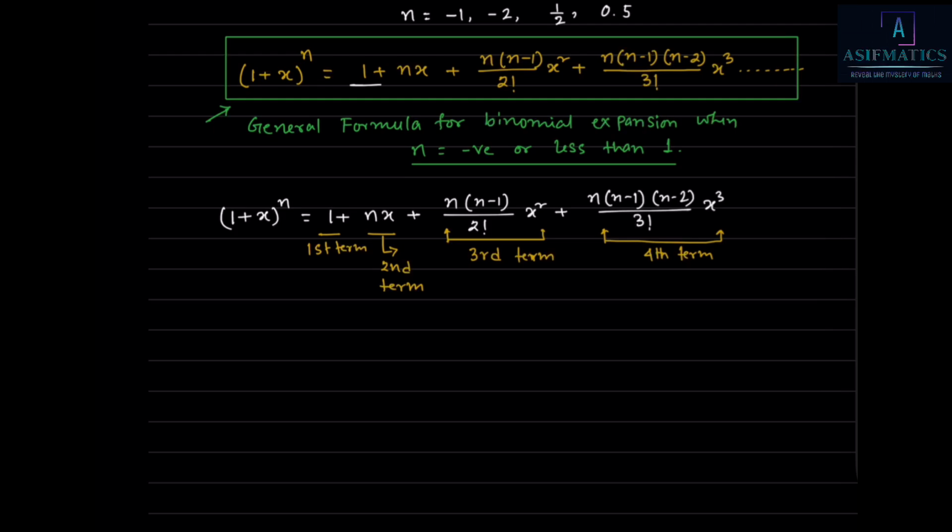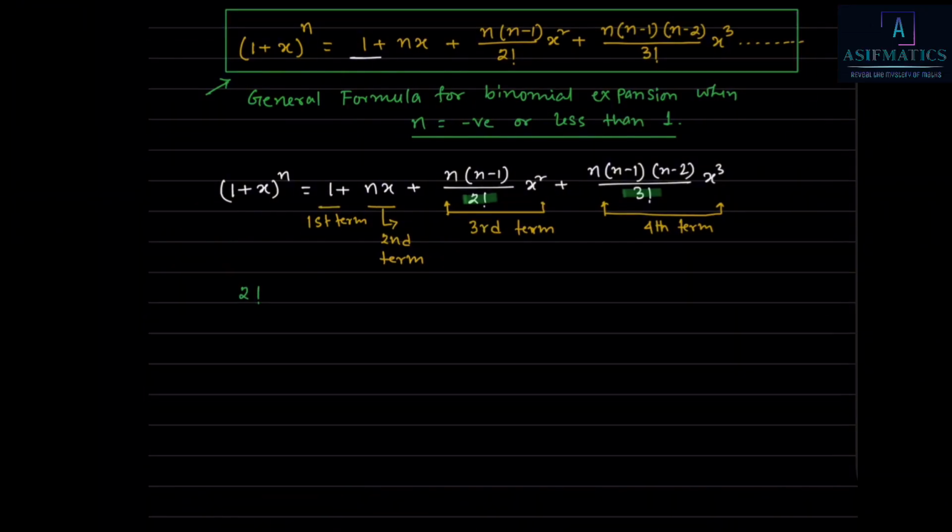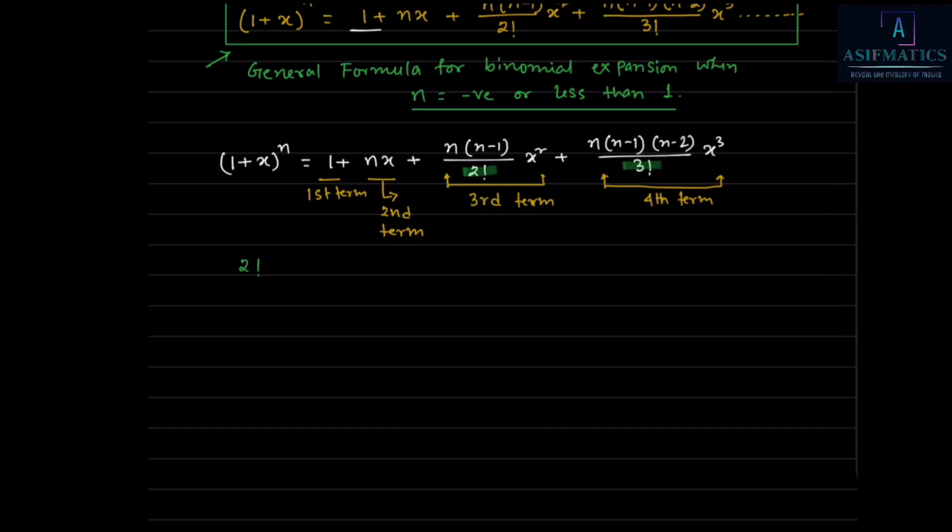Another important part here is factorial 2, factorial 3, factorial 4 in the denominator. What is the factorial? Factorial 2 means we write 2 and then put an exclamation sign here. This means actually 2 into 1.